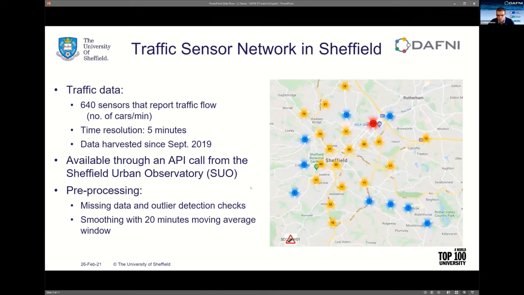And then before we do all the predictions and the work, we do some pre-processing. The key thing that I want to mention here, because I won't be going into more detail later, is the smoothing of the data that we apply, which is just a 20-minute moving average. So it's a 4-measurement moving average, because the time resolution is only 5 minutes. There we also have missing data and outlier detection checks in the process, and I'm going to explain that in a future slide.